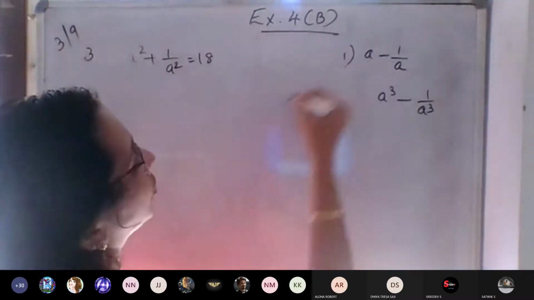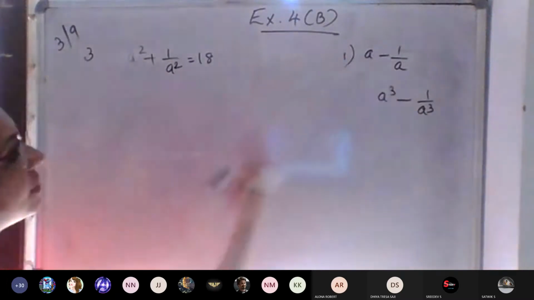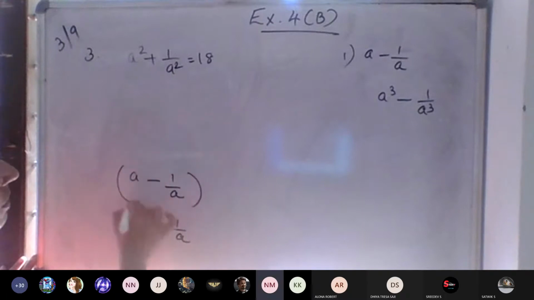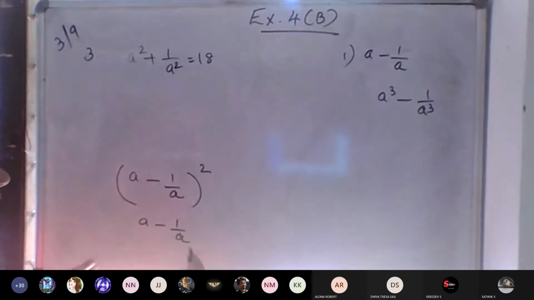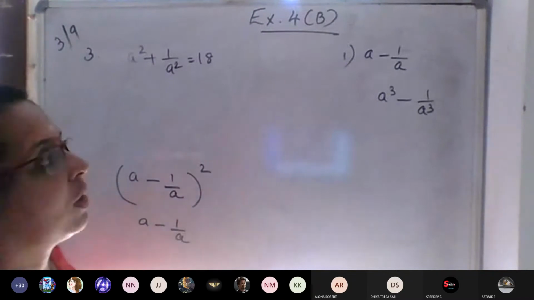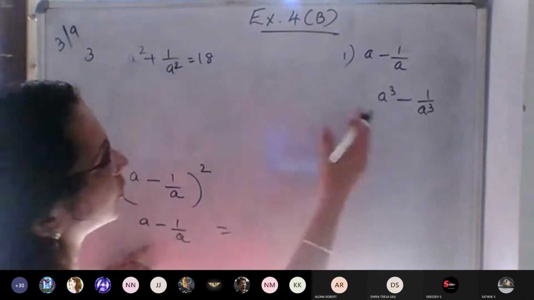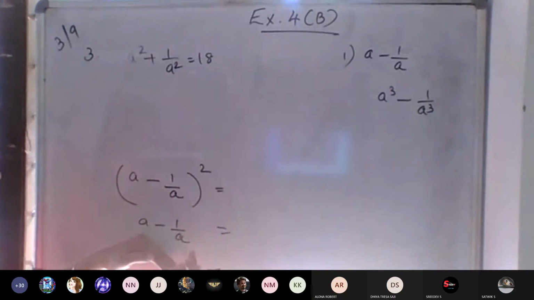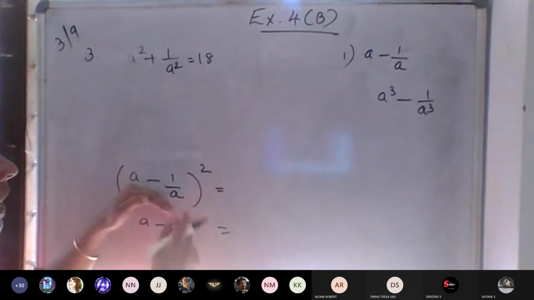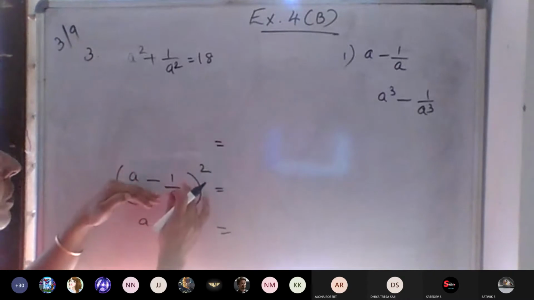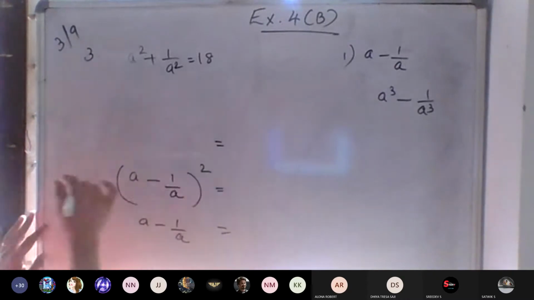So what we have to do? For getting a minus 1 by a, we need what? We need a minus 1 by a whole square. From down onwards, if you think, then only we can write a minus 1 by a is equal to some value we will get. So before that we need which one? A minus 1 by a whole square, isn't it? What is the expansion of a minus 1 by a whole square?